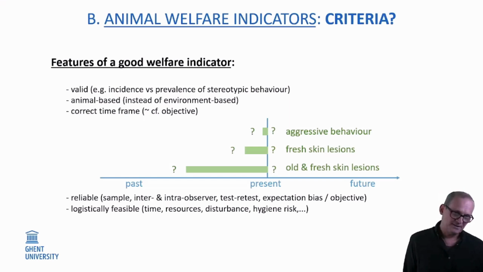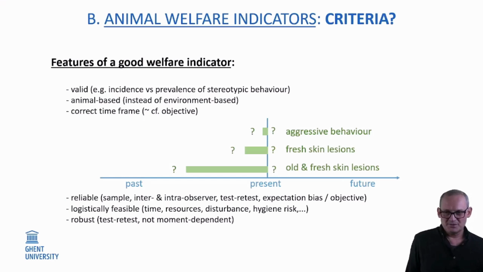And very often it is also important and a challenge to have an indicator that is logistically feasible, that you have enough time and resources to do that, that it doesn't impose a hygiene risk to the farmer, that it doesn't disturb the animals too much, and so on.